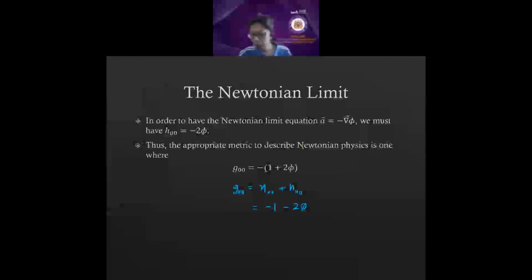Oh, and another thing, notice that the Newtonian limit only restricts the form of the 0,0 component of the metric. It doesn't say anything about other components of the metric, right? It doesn't say anything about other components.